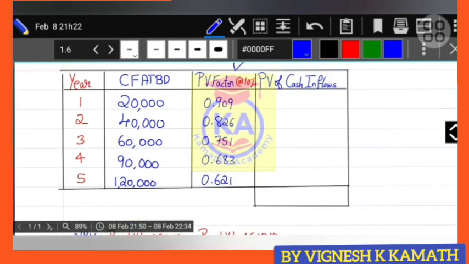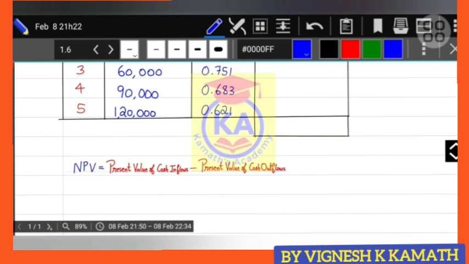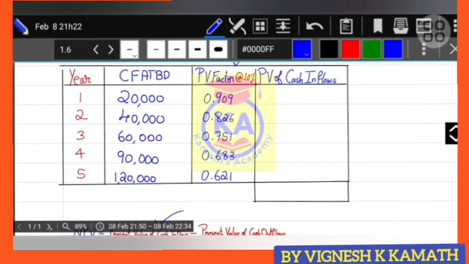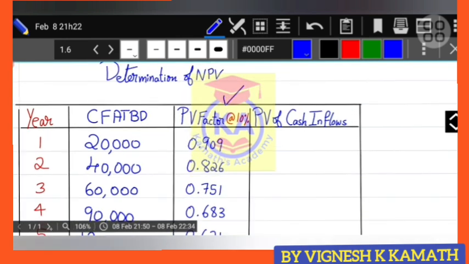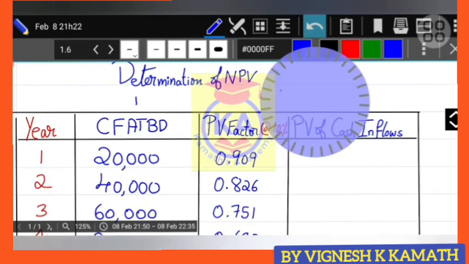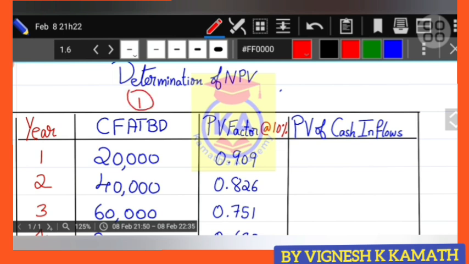Okay, now as per the formula, you require the present value of cash inflow, right? For finding out the present value of cash inflow, you have to multiply the CFAT BD column and the PV factor column. I'll mark these columns as 1 and 2 so that you can understand it better. You have to multiply column 1 and 2. Only then you will get the answer for PV of cash inflows.